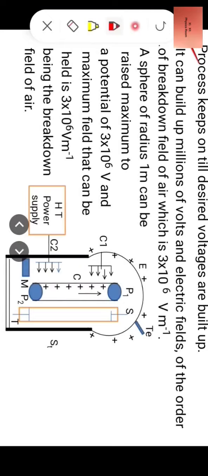It can build up millions of volts and electric fields of the order of the breakdown field of air, which is 3 into 10 raised to power 6 volts per meter. For example, a sphere of radius 1 meter can be raised to a maximum potential of 3 into 10 raised to power 6 volts, and the maximum field that can be held is 3 into 10 raised to power 6 volt per meter, because we know E is equal to V by R. Here V is 3 into 10 raised to power 6 volt and R is 1 meter. So the breakdown field would be 3 into 10 raised to power 6 volt per meter, being the breakdown field of air.